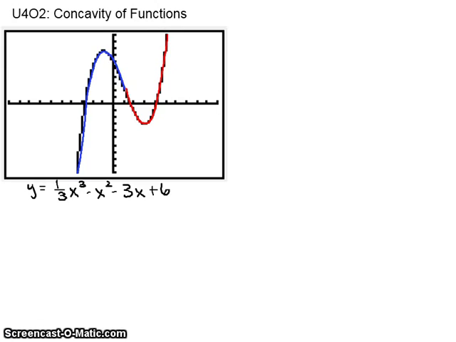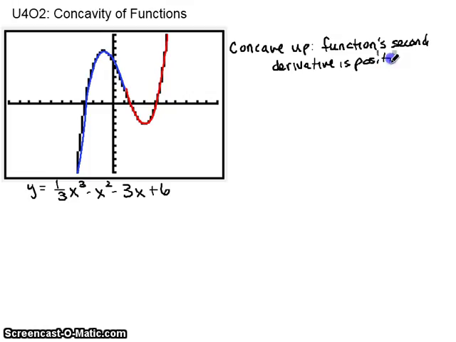So what we're going to deal with with the calculus is we're going to say concave up is when the function's second derivative is positive. And as you would imagine, concave down is when your function's second derivative is negative.